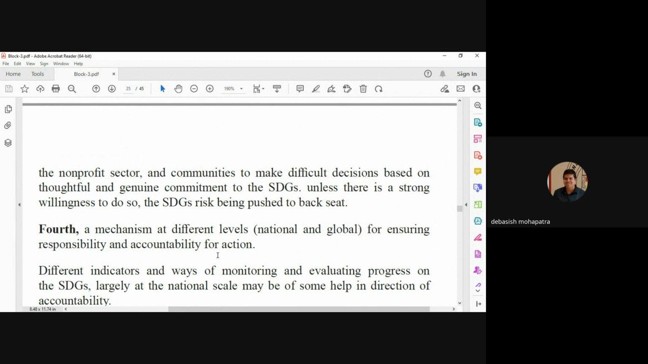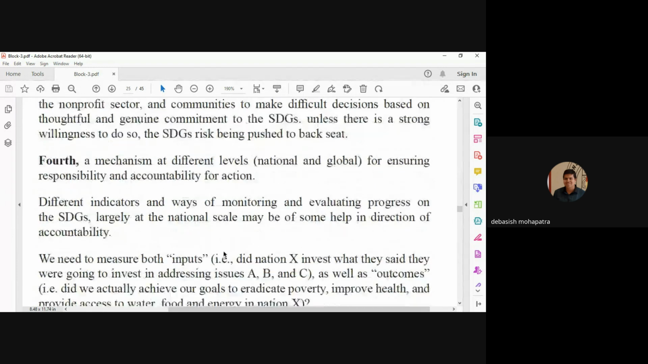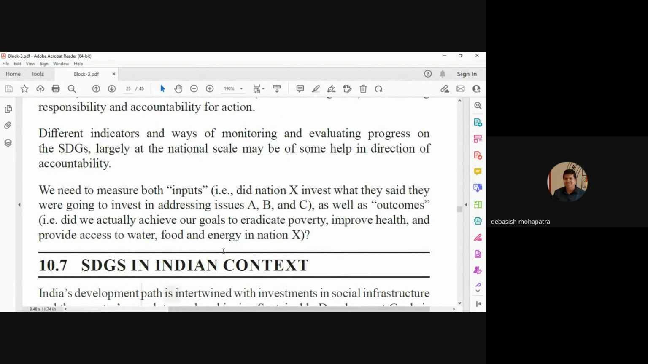Fourth is a mechanism at the national government level for ensuring responsibility and accountability for action. Different indicators and ways of monitoring and evaluating progress on SDGs, largely at the national scale, may be of some help in directing accountability.